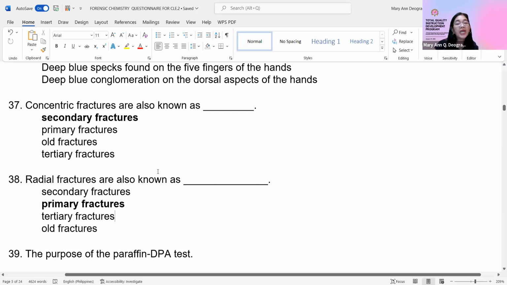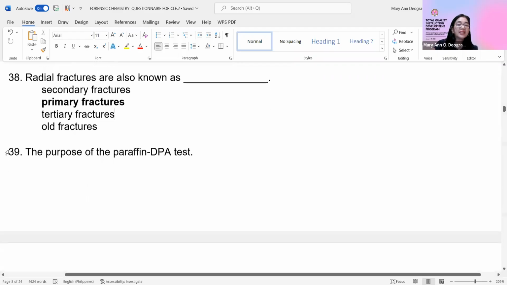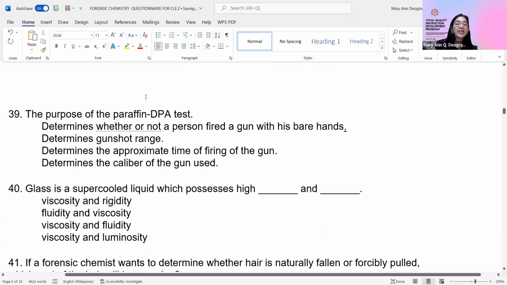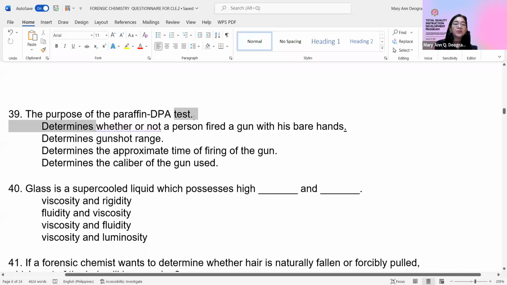Okay, ayan. Yung discuss ko sa inyo nakaraan. The purpose of the DPA paraffin test. Anong purpose of DPA? Okay, let's see. So we have to determine whether or not a person fired a gun with his bare hands, determines gunshot range, determines the approximate time of firing the gun, determines the caliber of the gun used. Anong sagot natin? It's letter A. Pabigay na question to. Okay, so this is letter A.